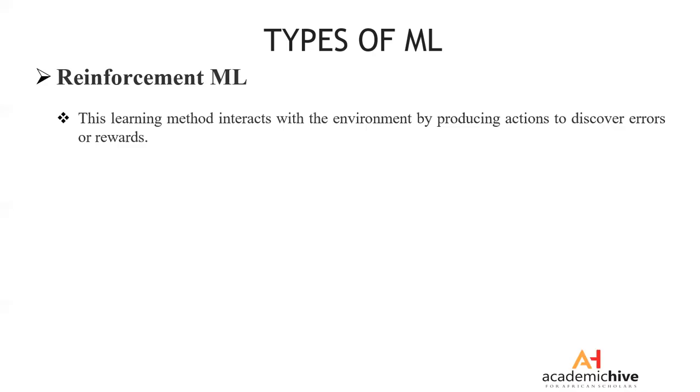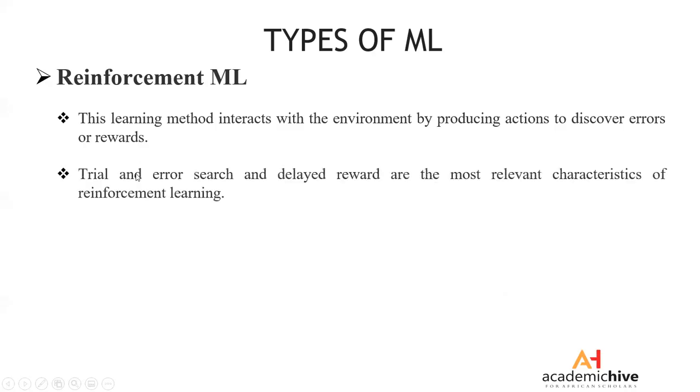Reinforcement learning is a key aspect of machine learning models that has also come to be enforced, especially with the advent of robots. This learning method interacts with the environment by producing actions to discover errors or rewards, which it uses to improve itself. So it's basically a trial and error procedure, which are relevant characteristics of reinforcement learning.